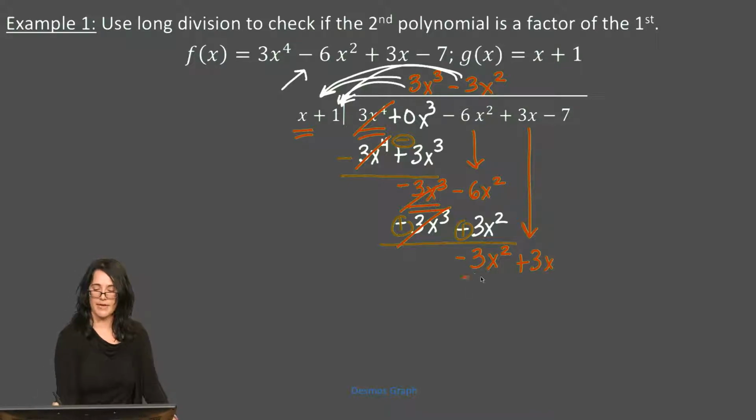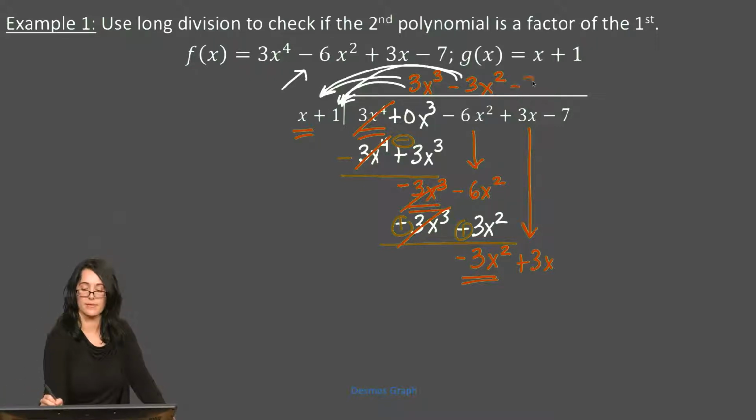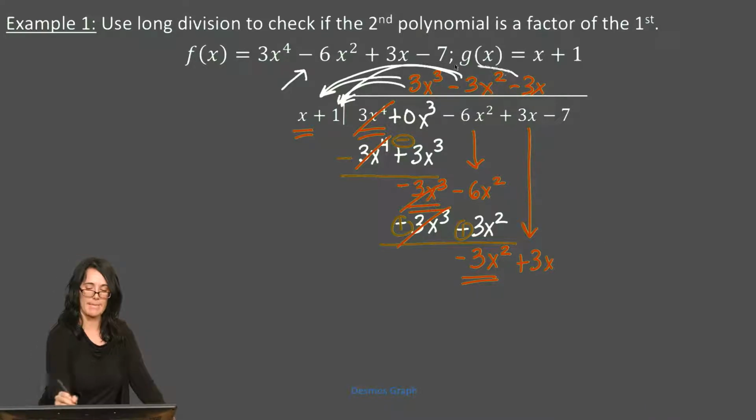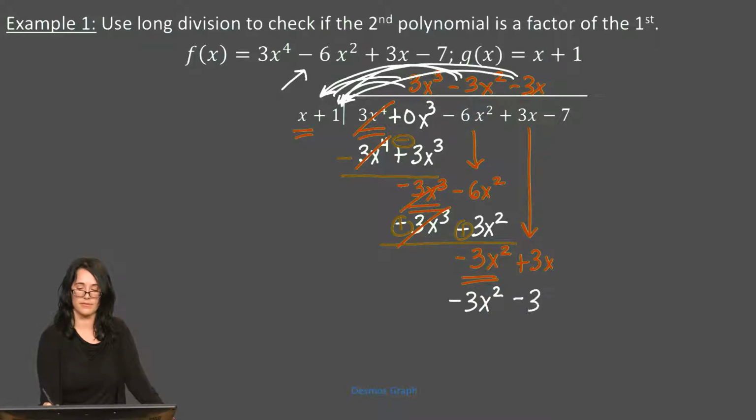So we ask ourselves again, self, x times what gives me -3x squared? That's right, -3x. And we multiply it by everything in front as our next step. -3x times x is -3x squared, which is what we wanted. -3x times 1 is -3x.